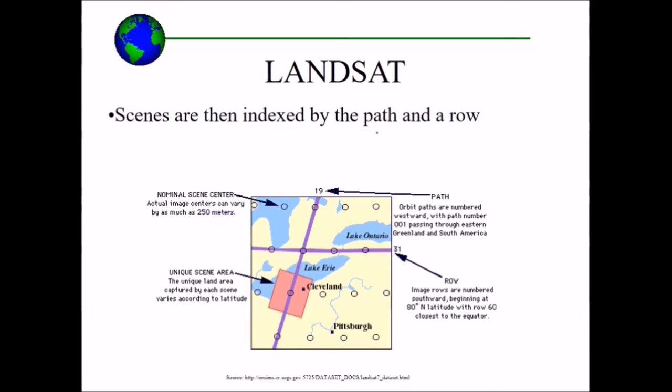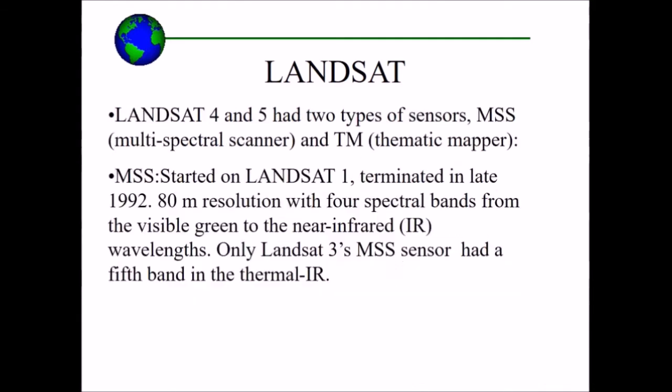Scenes are then indexed by path and row. This is the path, and this is the row. See? So these are the scenes which we actually utilize. This is how it is seen by row number and path.